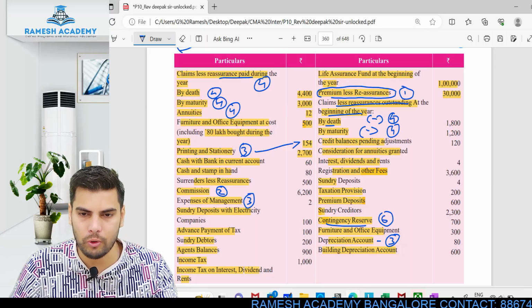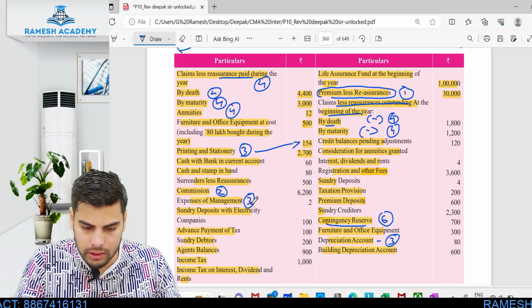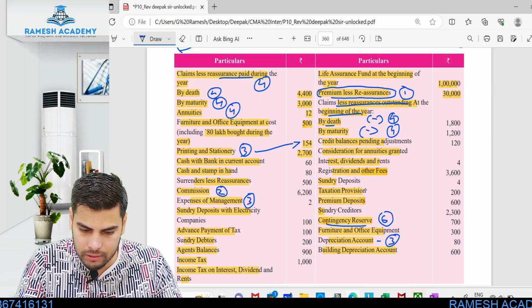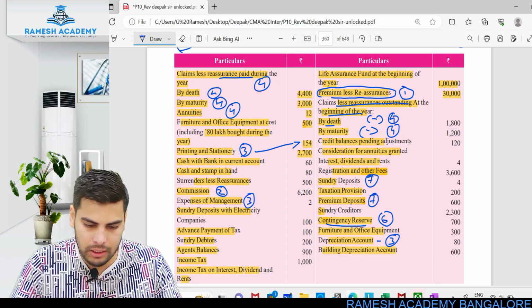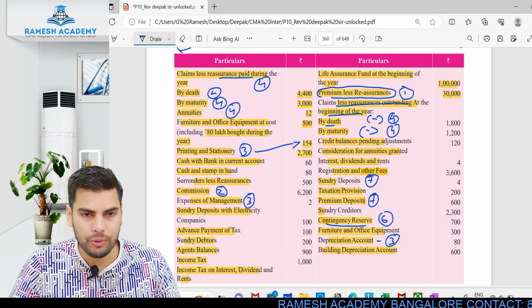So let's just talk about the borrowings now. When it comes to borrowings, that would be showing liability, on the credit balance. So if you see over here the deposit and then the premium deposit, these two would be with respect to borrowings. So then what is your schedule number 8?